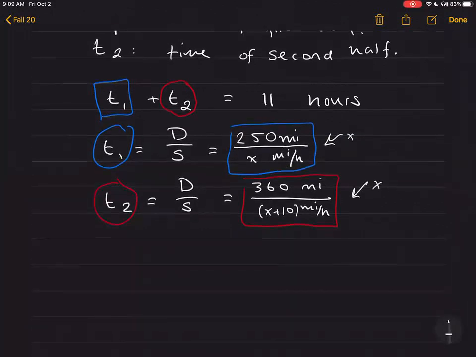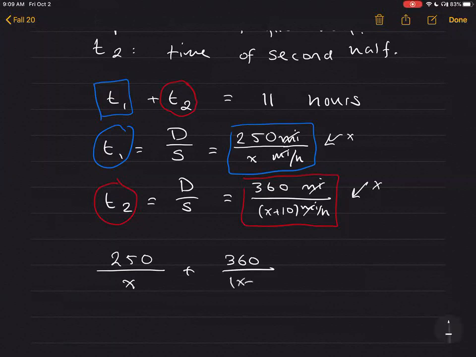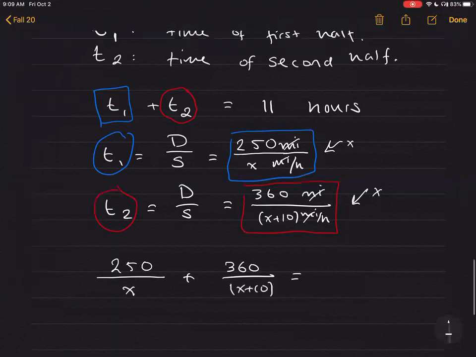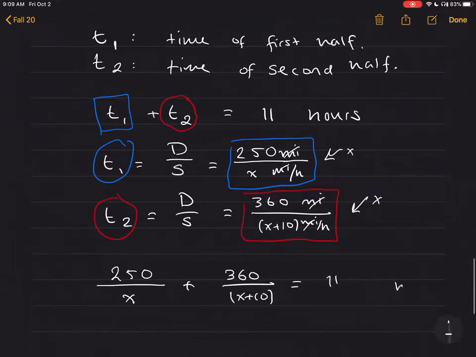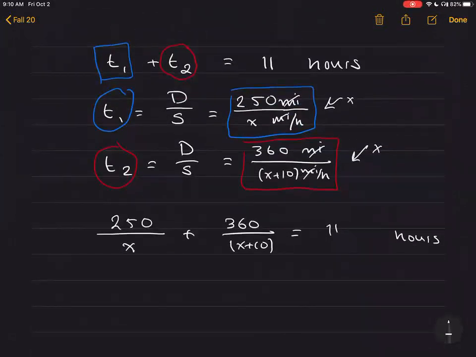And so we can plug it in and write 250 over X, where the units, the miles, kind of cancel, plus 360 over X plus 10. And we know that all that's going to equal 11, and all this is in hours. Now this is an equation that we can solve. It's just a rational addition. So let's go ahead and solve it.